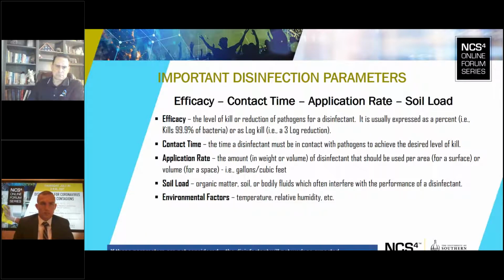And then there's environmental factors such as temperature, relative humidity, and other things that need to be considered. I'll just use one example here, temperature, for example. A disinfectant that works fine at 75 degrees Fahrenheit may work really slow at 0 degrees Fahrenheit. So those environmental factors need to be considered whenever you're using a disinfection process.